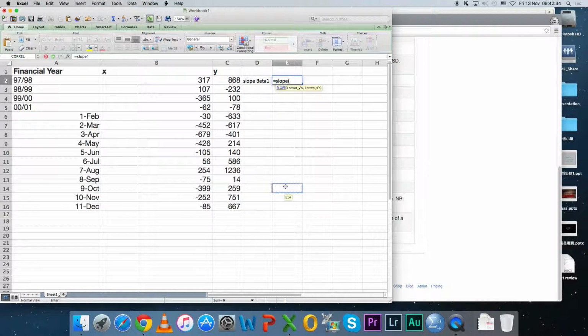And the slope function has two arguments. One is the ln y, so we can just feed in all the y into that function. And then ln x, so again, ln x. And then close it, and then we get the slope.